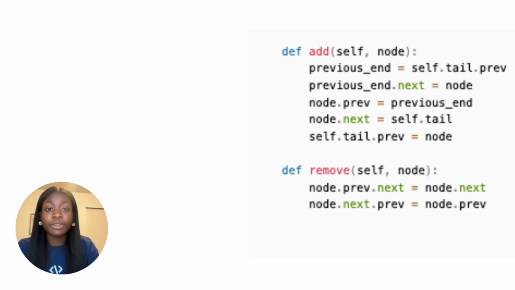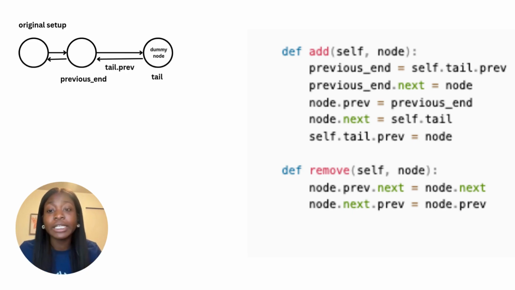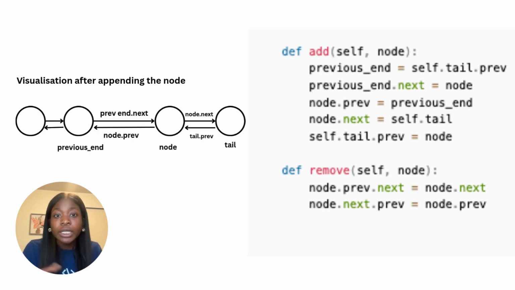So in this add method, what it does is that the previous end is set to the previous tail, which is actually the tail. And then our previous end next, so the next item after the previous end, is going to be the node. Now, the previous item before the node that we just added is going to be our previous end. Then the next item after that is going to be our tail. So at the end of the day, the tail previous is going to be node. And I showed you this in a visualization.